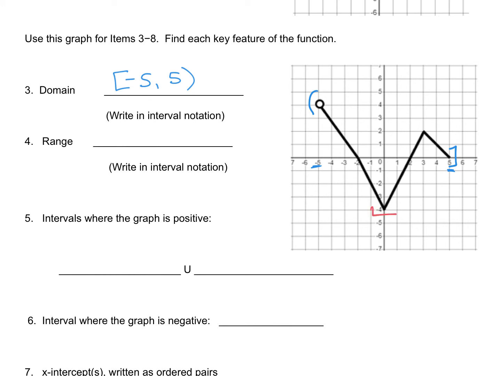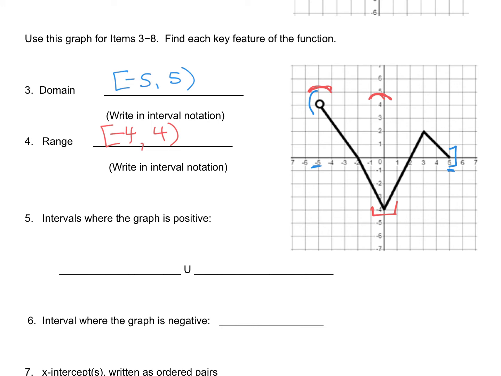And then for the range, again, it's low to high. So it's going to go from -4, and we're going to include that number, all the way up to +4. And again, it's got that open circle, so we're going to use a parenthesis instead of a bracket. So that's -4 with a bracket, and then +4 with a parenthesis.